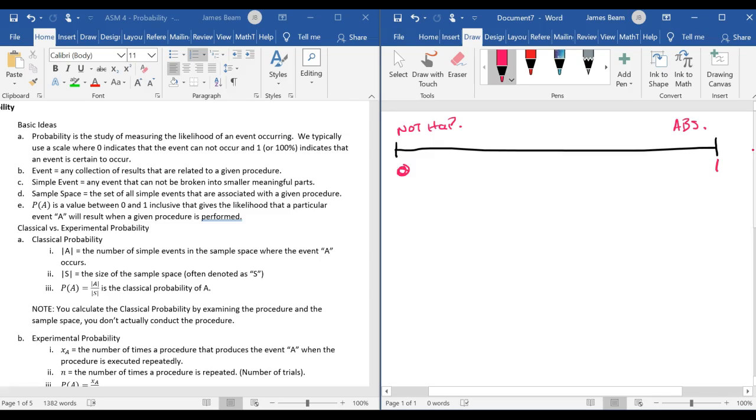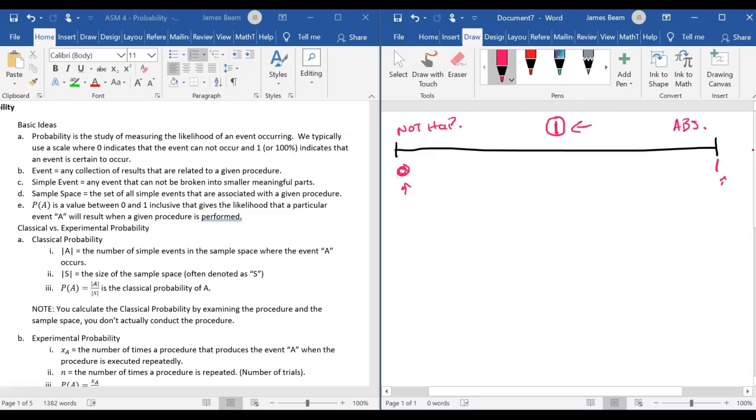Little tiny tidbit. The power switch on your computer is actually a 1 inside of a 0. The 1 being on and the 0 being off. And that's why that's the international symbol for that. But okay, that's a little math trivia there.